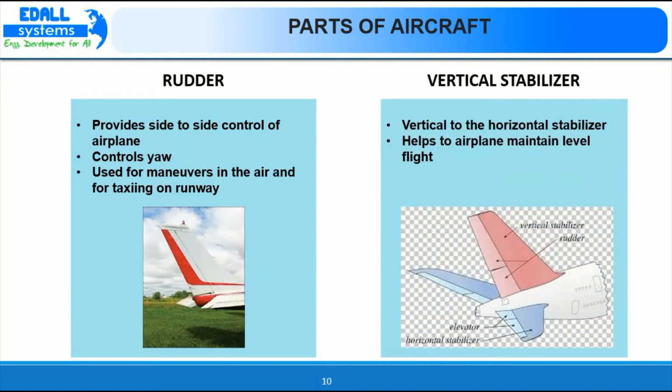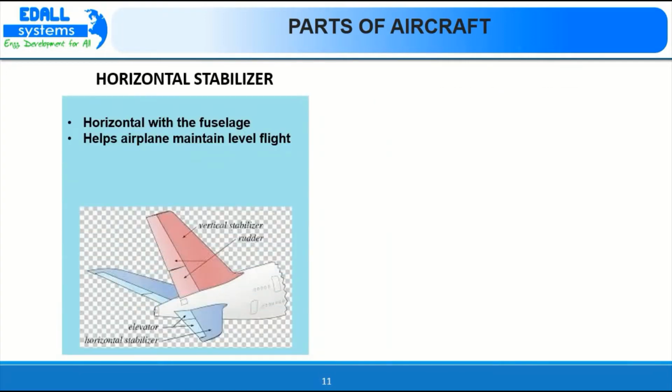Then we have vertical stabilizer. So vertical stabilizer is vertical to the horizontal stabilizer. It helps the airplane maintain level flight. So this vertical stabilizer has the rudder attached to it. Then we will see horizontal stabilizer. So it is horizontal with the fuselage and helps the airplane maintain level flight. It is located at the end part of the fuselage where the elevators are attached. So mostly this horizontal and vertical stabilizer make the complete tail which we call the empennage.